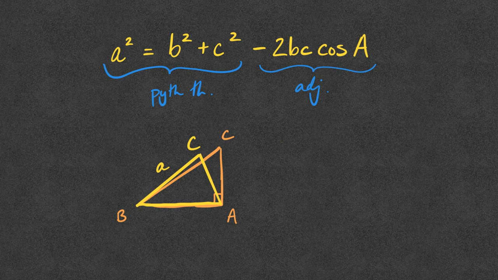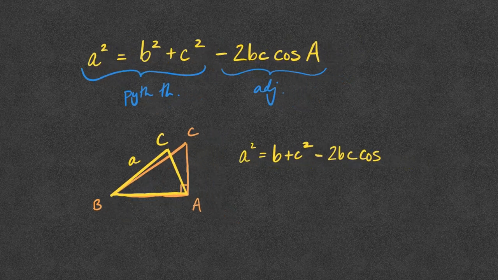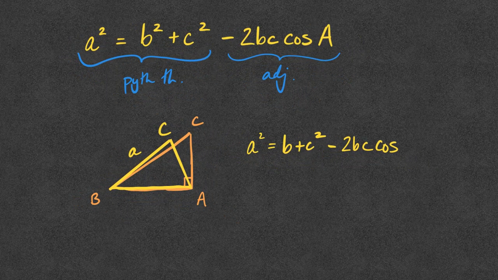Okay, I want to play through cosine law. So, I have my Pythagorean theorem minus my adjustment factor. But now, when I take my cos of A, I'm going to have an acute angle in there.